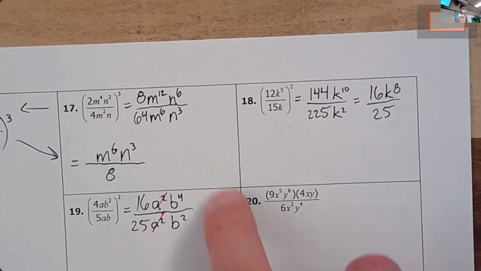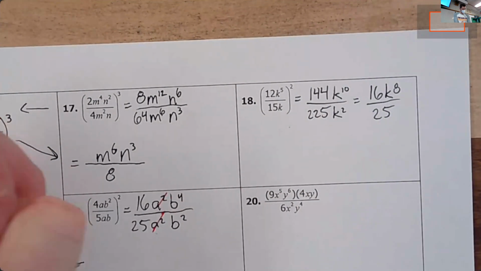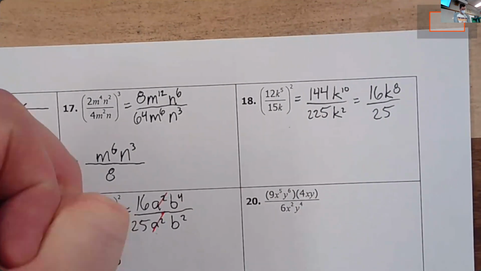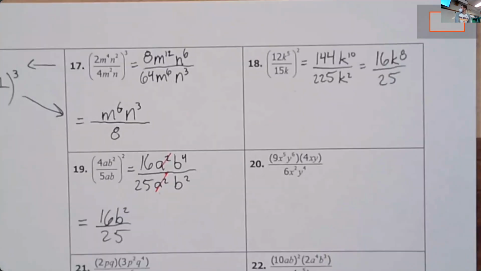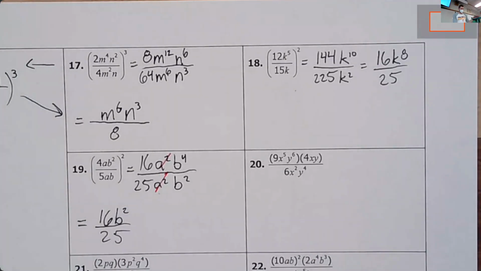And then we'll subtract the exponents from b to the fourth and b squared. 4 minus 2 gives us 2. So that would be 16 b squared over 25. Or if you had 16 over 25 times b squared, same thing, works exactly the same. So that is our answer for number 19.